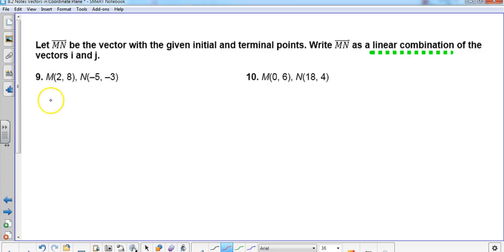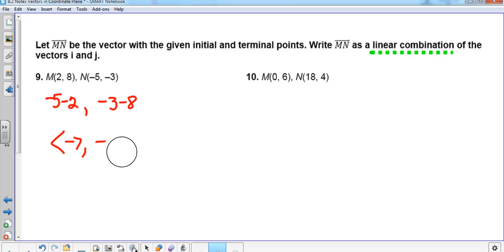So let's look at this one. How do you get from m to n? And you can write it out like we did earlier if you want. You get what? Left 7 and down 11. So what would that look like as a linear combination of i and j? -7i minus 11j.